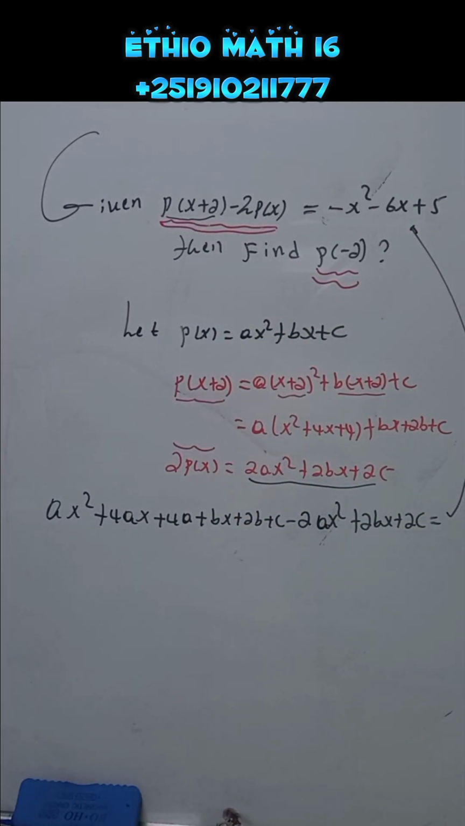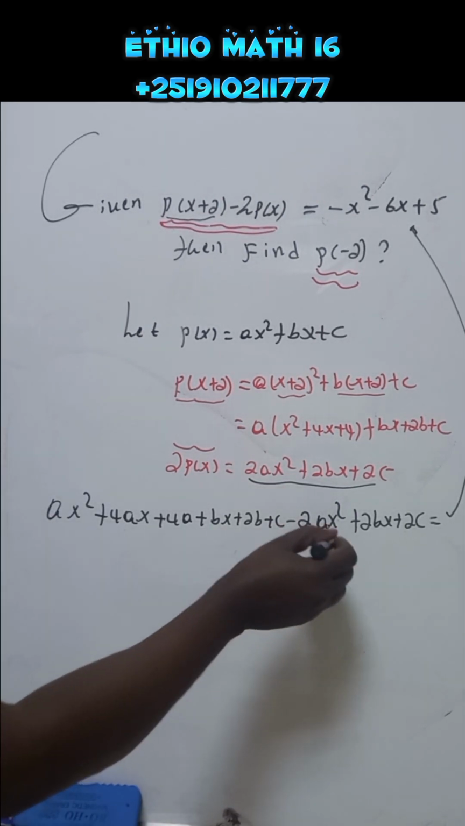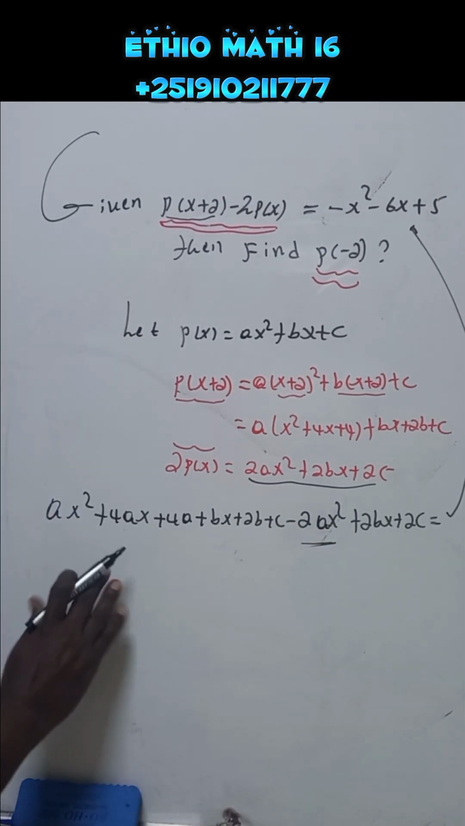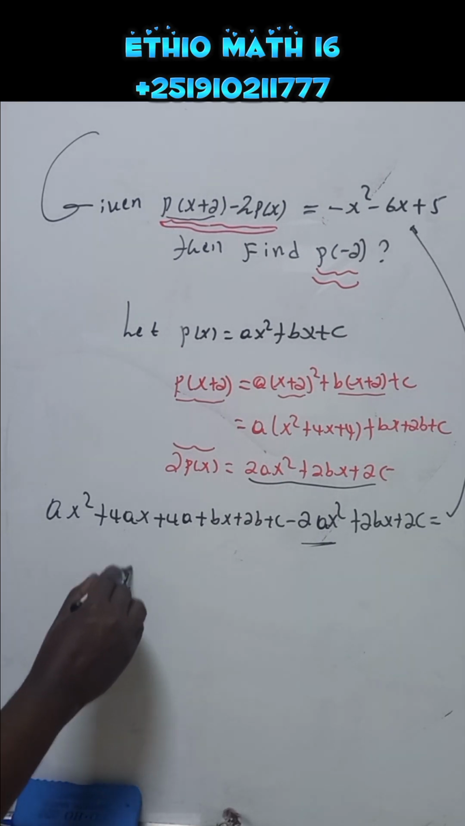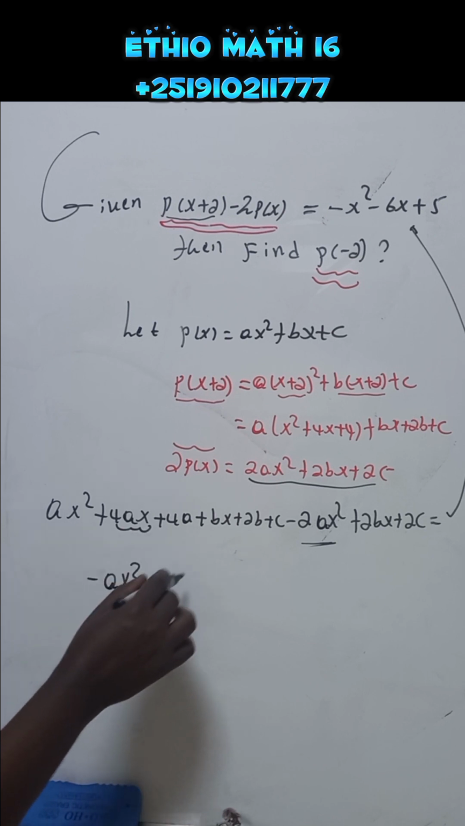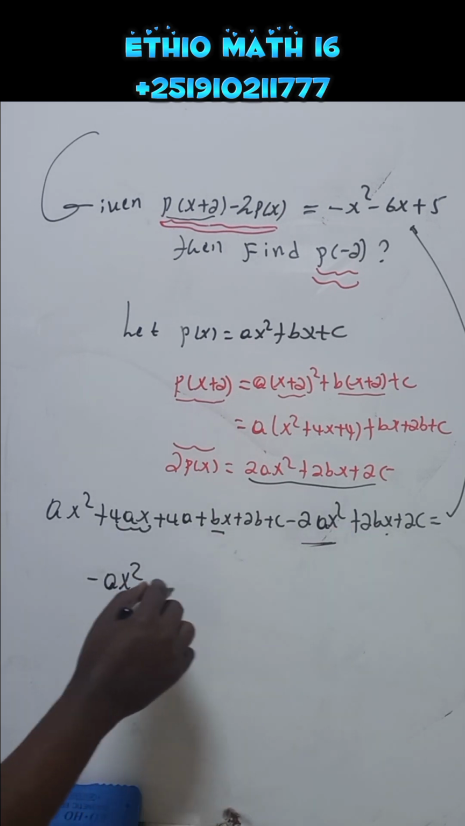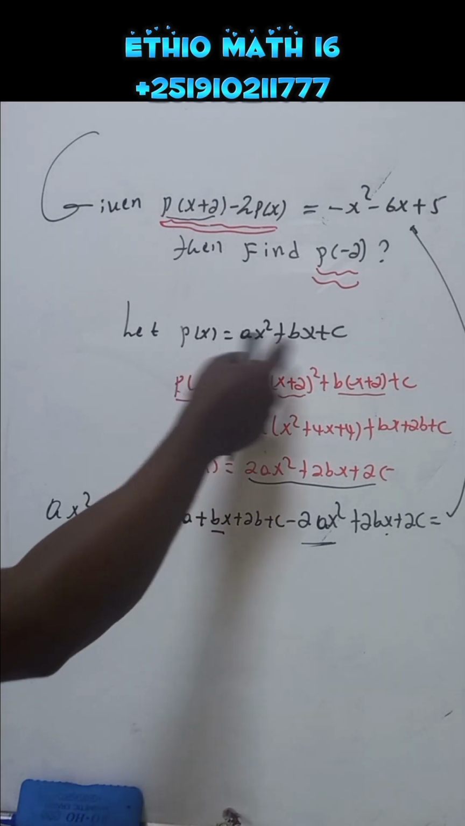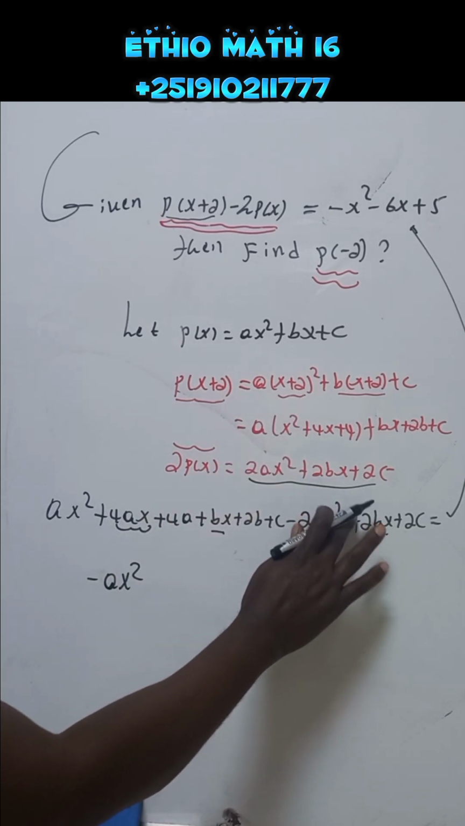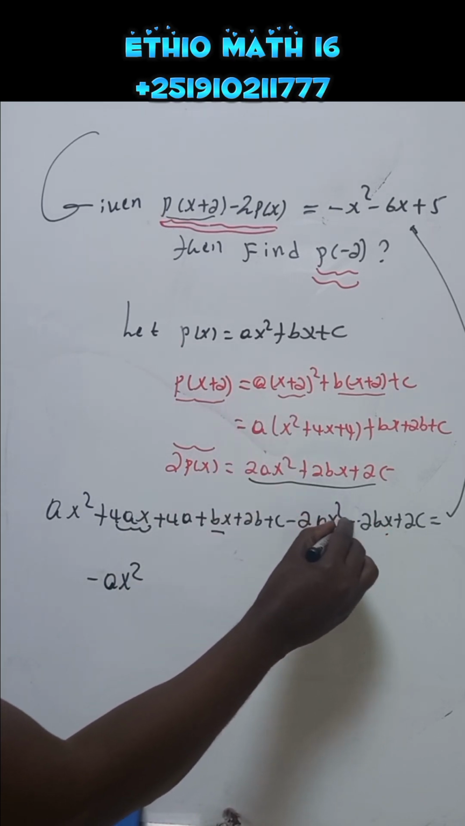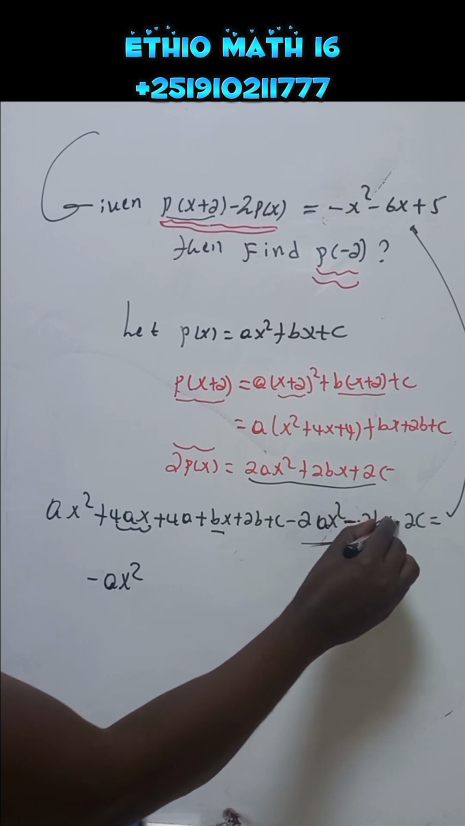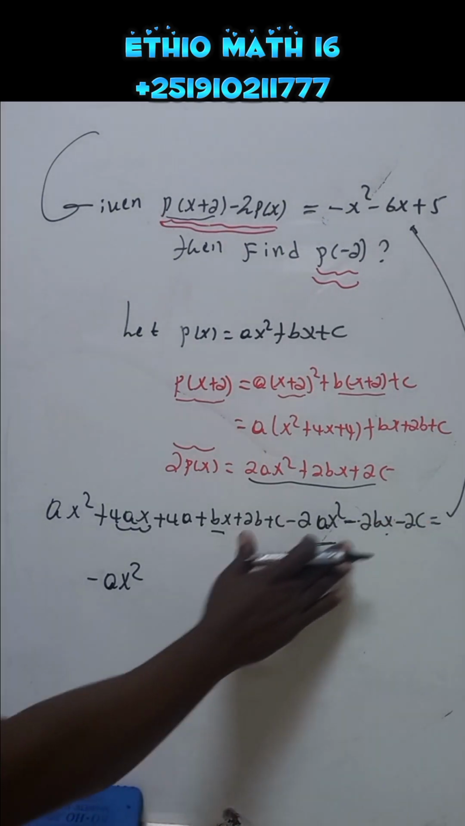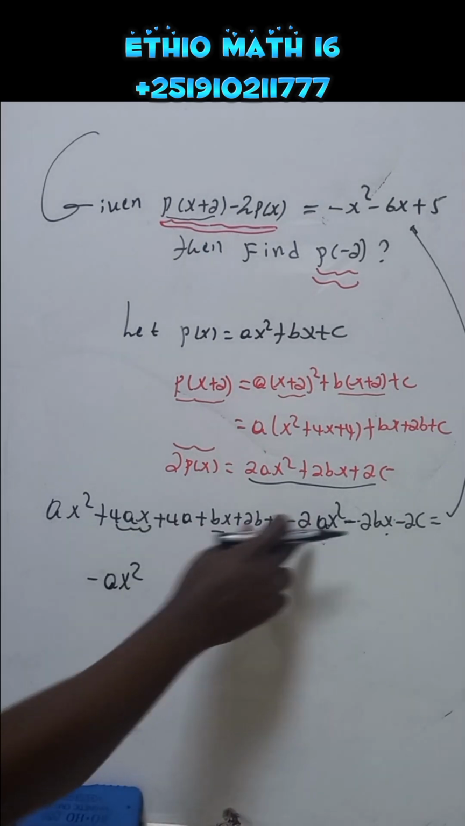Now let's subtract. ax squared minus this will be negative ax squared. For ax, bx minus 2bx. First of all, now you have to multiply. I'm sure I made a mistake here, because we have to multiply all of this by negative, and this is minus, and this is minus, and this again minus. So all should be negative.